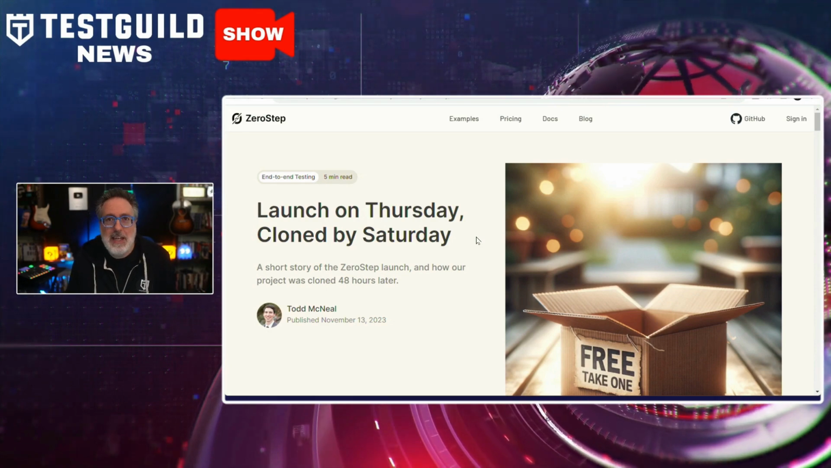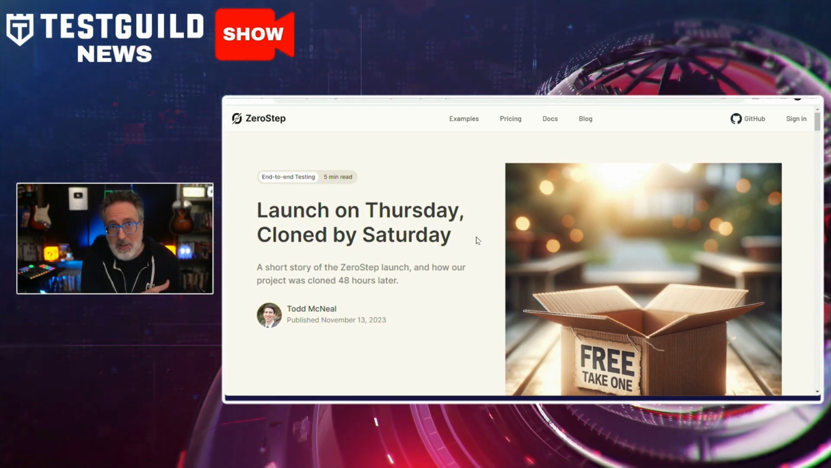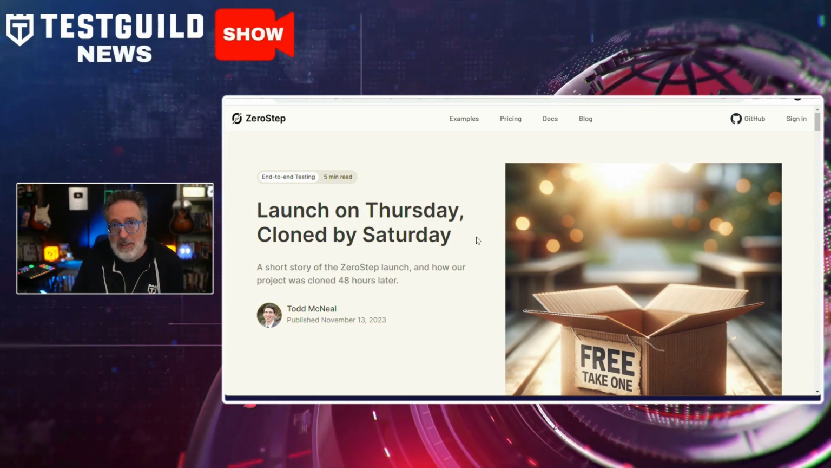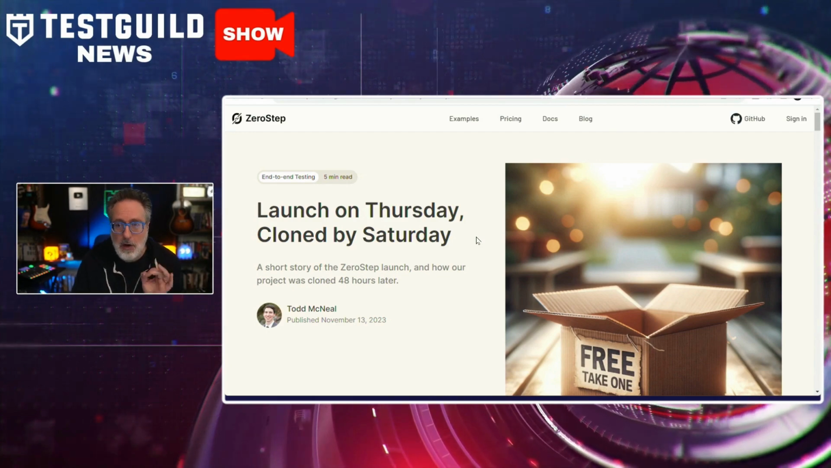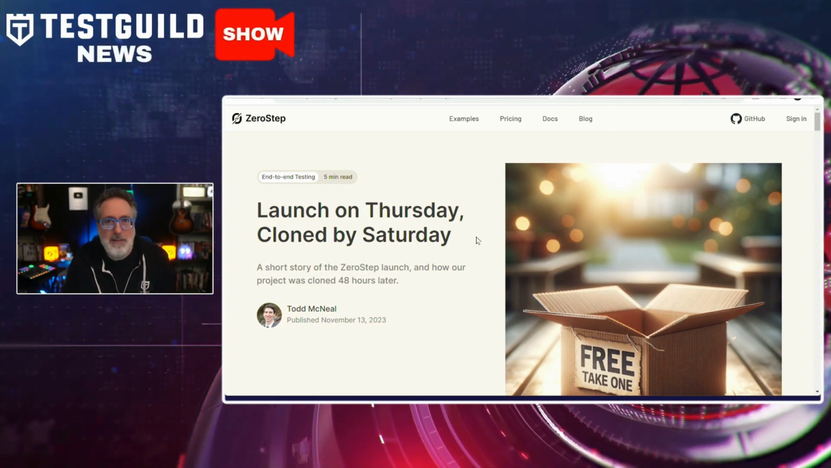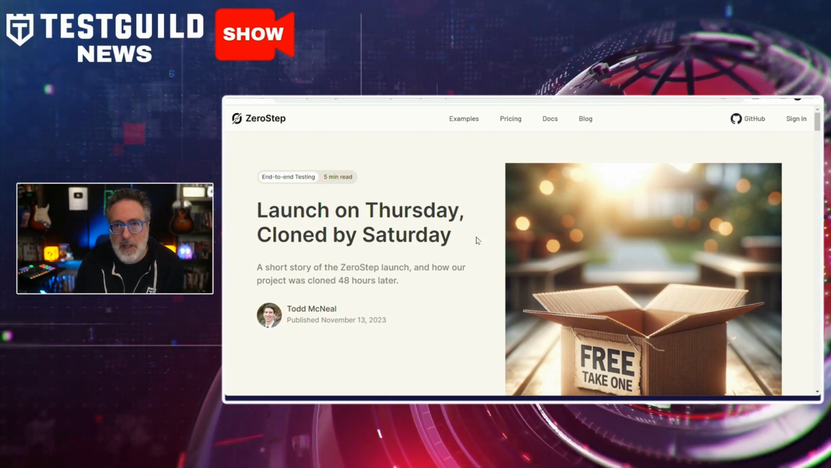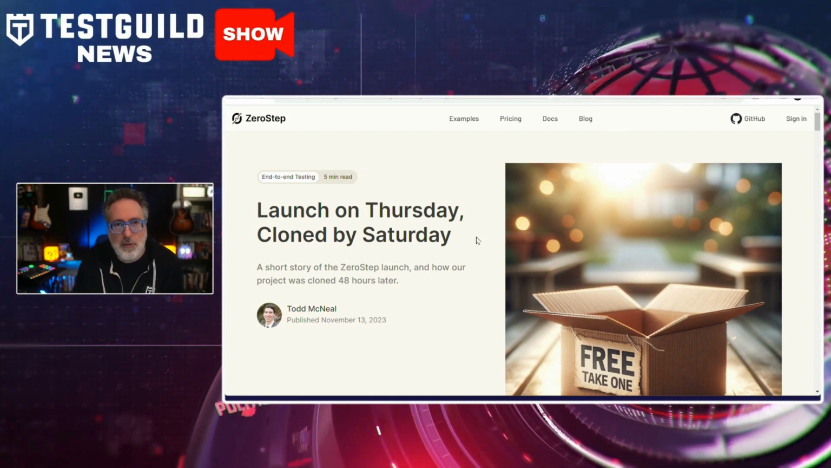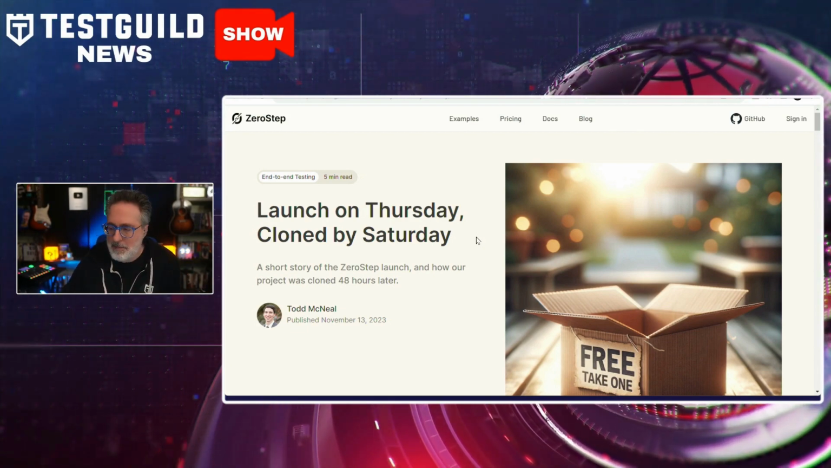This raises significant ethical questions about the boundaries of open source licensing and the responsibilities of developers in respecting original creations. They remain committed to evolving Zero Step and continue to invite developers to try the innovative solution for AI-based testing in Playwright.